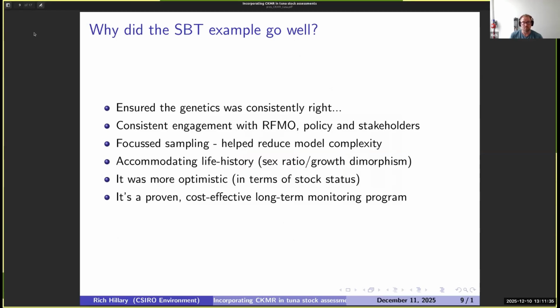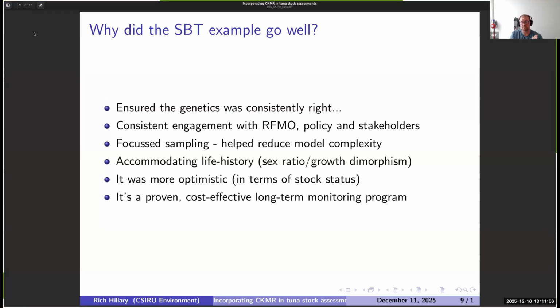What is it about the SBT example that made it go well? There's been 2 major genetics platforms being used. Firstly, it was microsatellites, later on single nucleotide polymorphisms, but there was a lot of work done to do the genetics right and make sure it's consistently right. If that's wrong, everything that follows is going to be wrong. So getting that right is really important.